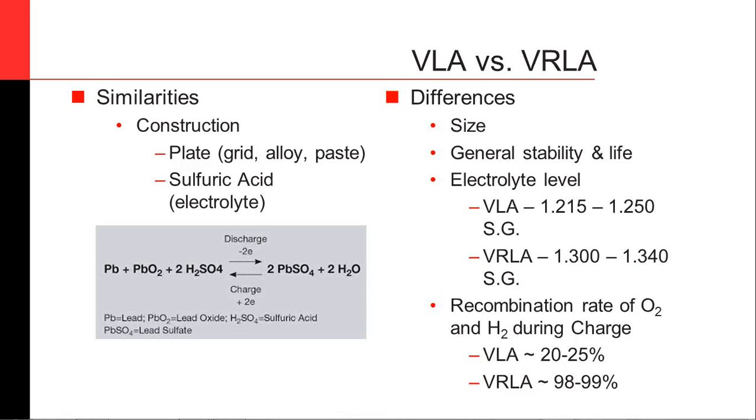One other difference that I did not put on here is that the separator is different. The vented lead acid batteries use a microporous material, so that you have good electrolyte and gas flow inside of the battery, whereas a valve regulated battery, for example, might use absorbed glass mat, where the acid is fully absorbed into that glass mat material, and that glass mat must maintain contact with the plates of the battery.